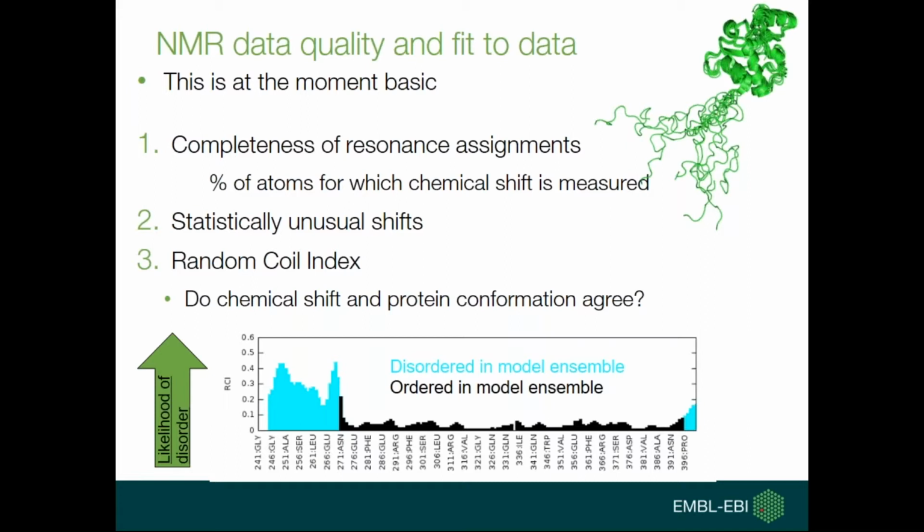And there's a graph here in the validation report. Residues which are disordered in the model ensemble, so they're mobile, are coloured cyan, and residues which are well ordered are coloured black. And the x-axis here is the sequence of the protein. The y-axis is the random coil index, which tells you the likelihood of disorder given the chemical shift of the particular residue. So the take-home message is that cyan bars should be tall and black bars should be short. If it's the other way round, that might indicate that there's a problem with the model and the fit to the data for an NMR entry.